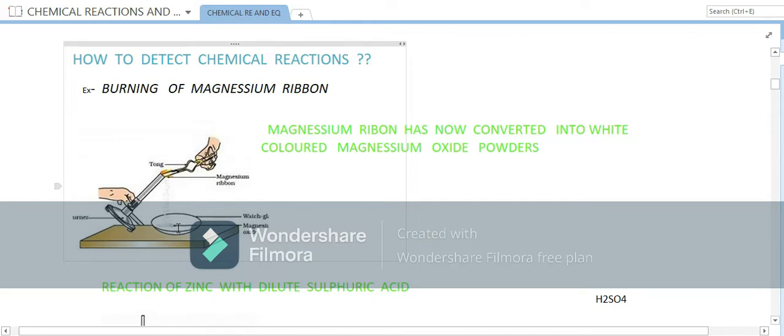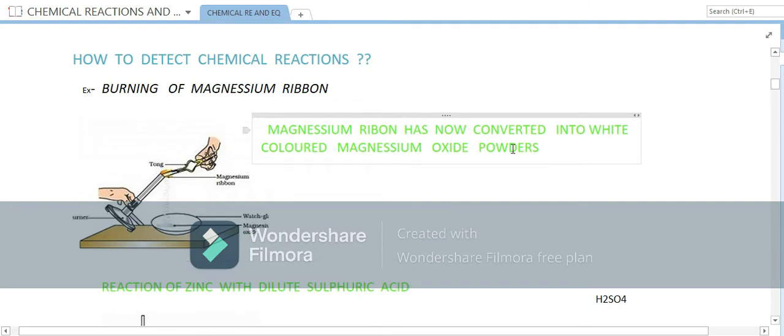So what is the dust-like thing? That is magnesium oxide. So how is this? Let's see. Magnesium, when it reacts with oxygen, because you are burning here in the presence of oxygen, not in vacuum, you will get magnesium oxide. So the magnesium ribbon has now converted to white color magnesium oxide powder.